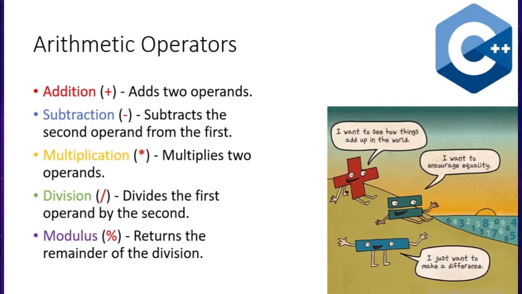Arithmetic operators are used for basic mathematical operations. Addition adds two operands. Subtraction subtracts one operand from another. Multiplication multiplies two operands. Division divides one operand by another. And modulus gives the remainder of a division.